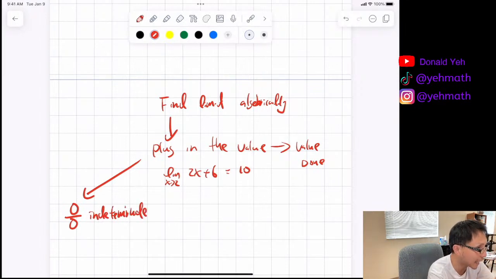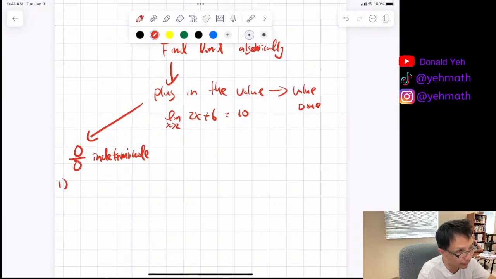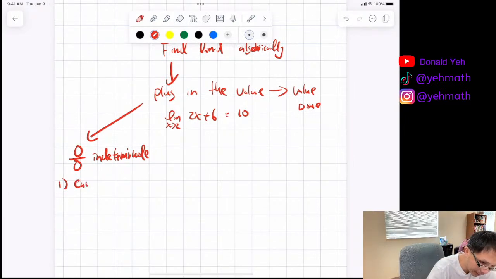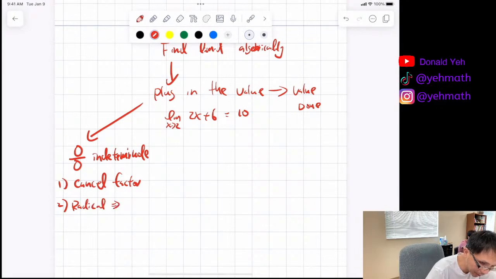Indeterminate has a few different cases. What do I mean by a few different cases? First case is called a cancel factor. So anytime you have a cancel factor. Second, you have a radical. When you have a radical, it's something to do with the conjugate. Three, if you've got complex fractions, then you want to combine fractions.